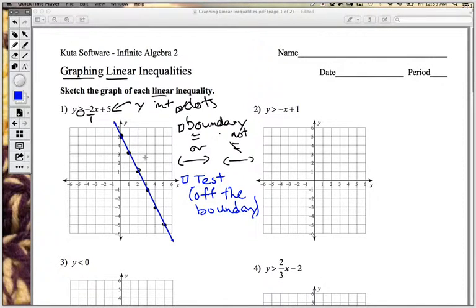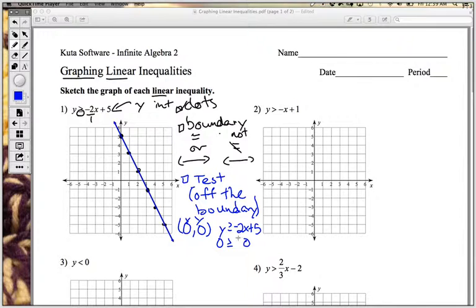So I'm going to test 0, 0, which means I just take my original relationship and plug in 0, 0. So I plug 0, 0 into that original relationship. I'll have 0, 0, that's my x and y. And we know that y is greater than or equal to negative 2x plus 5. So now we plug in the 0 for the y and the 0 for the x.